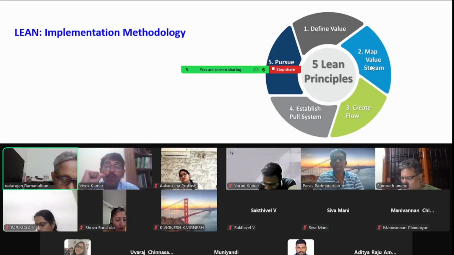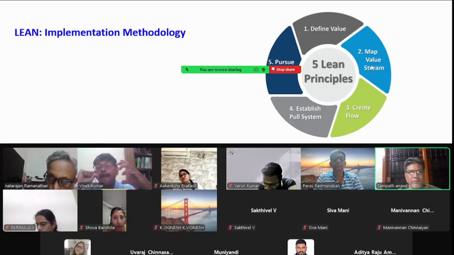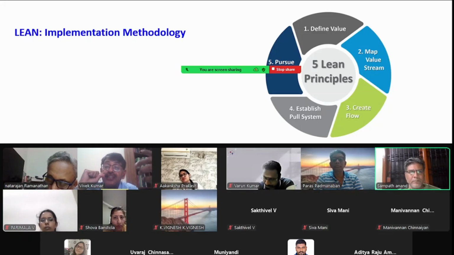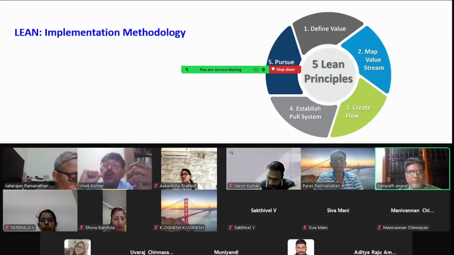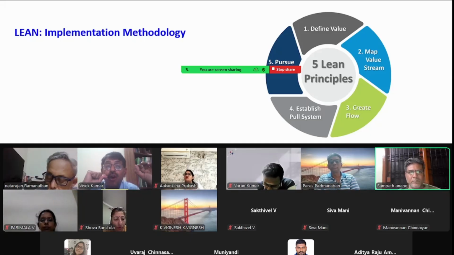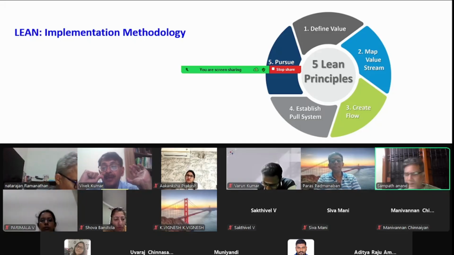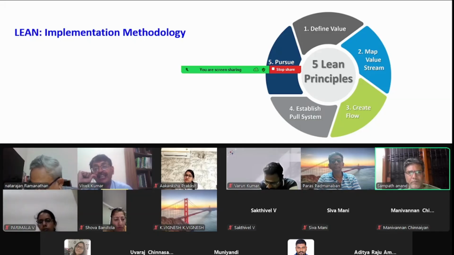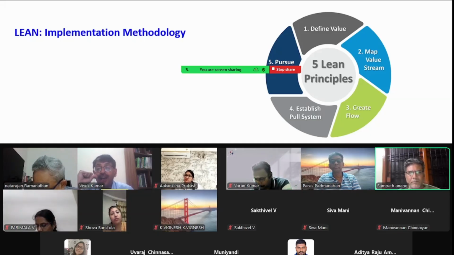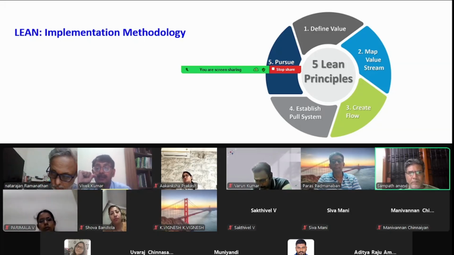Step number 2, sir, is that we map the sequence of operations we carry out to create that value for the customer. That is what is called mapping the value stream. It is nothing but making a pictorial, visible depiction of our sequential steps that we carry out for being able to provide the customer the product or service that he or she desires.